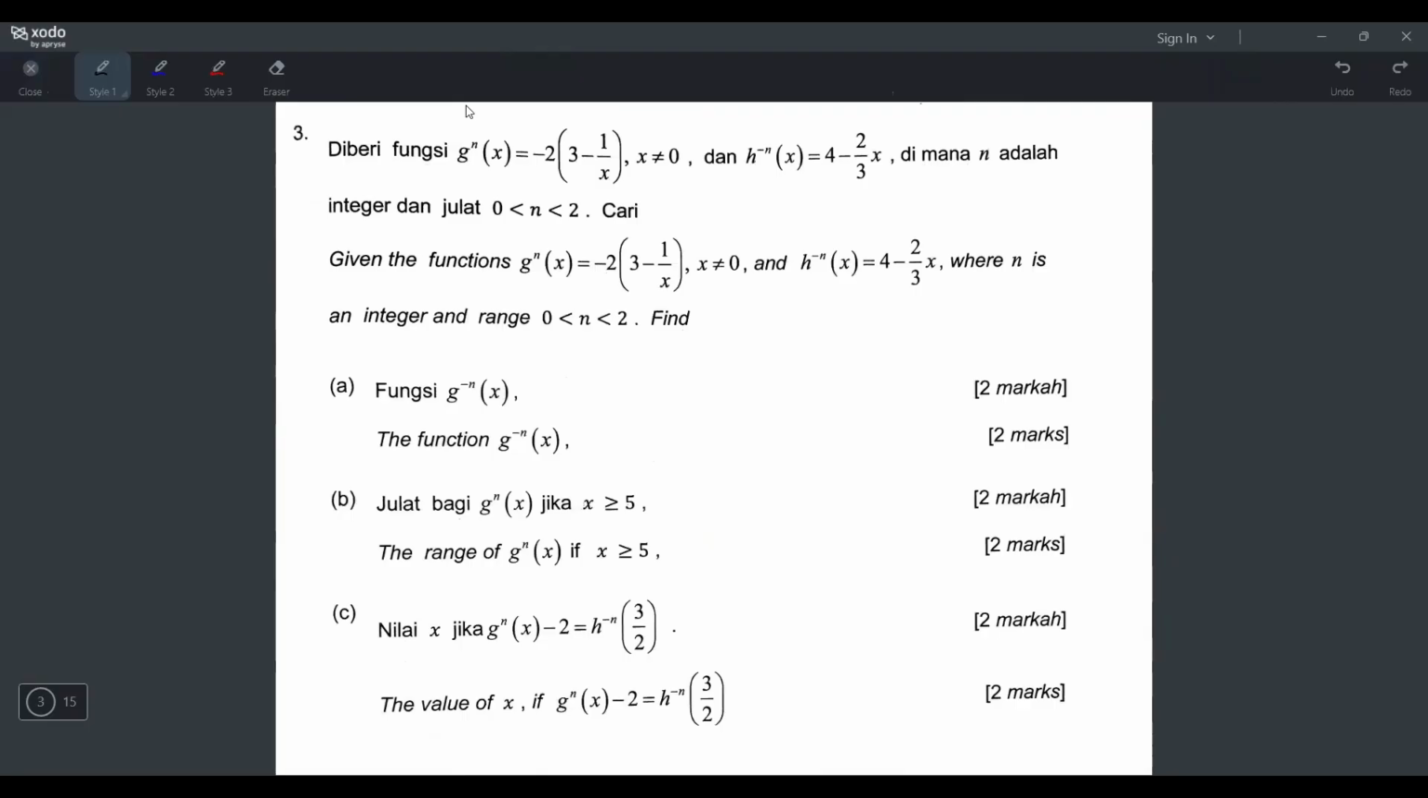Okay, let's do number 3 now. Number 3, this looks like a function question. So I will start. Given the function g^n(x) equals to this. Okay, if I am you, I will straight away expand this, right? Because I saw I can expand, right? So let's just expand, see what we get.